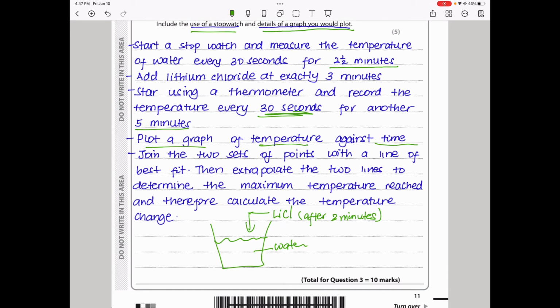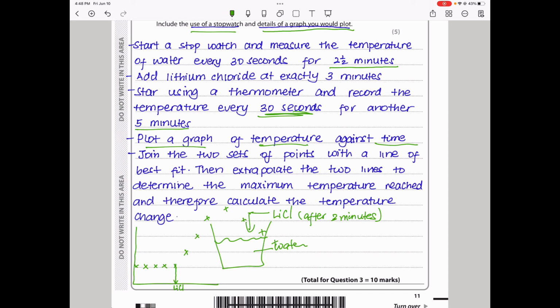Then we will have to join the results. Let's assume a graph came out like this for the first 3 minutes when we are monitoring, and then at exactly 3 minutes we put in the sample. This is when you put in lithium chloride. If you put in lithium chloride, of course we expect the temperature to increase. It's going to increase maybe like that, and then later on the temperature is going to decrease as there is no more lithium chloride that is reacting.